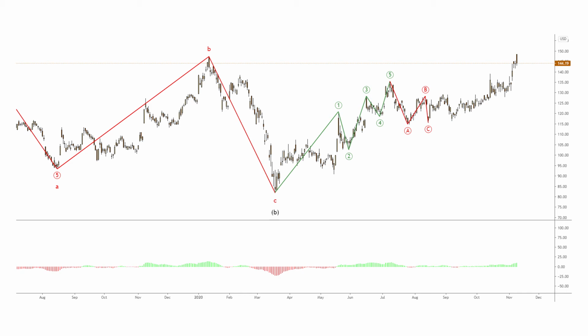Flat because the wave C ended above the wave A, not making a new low but rather a higher low. 2 waves out of 5 waves of this cycle impulse sequence are in place. So we have the wave 1 and the wave 2.